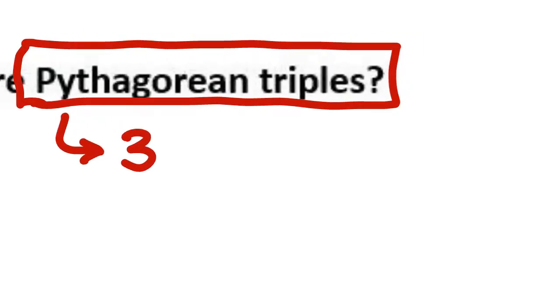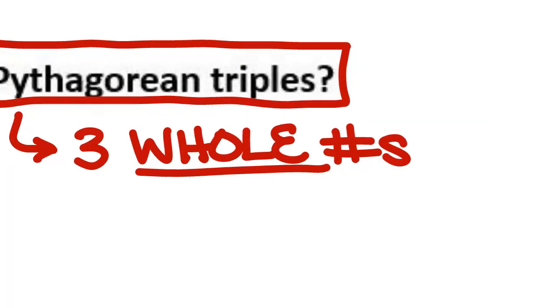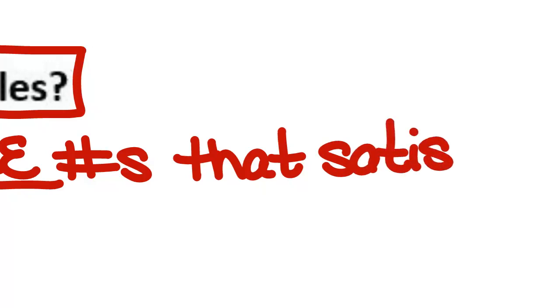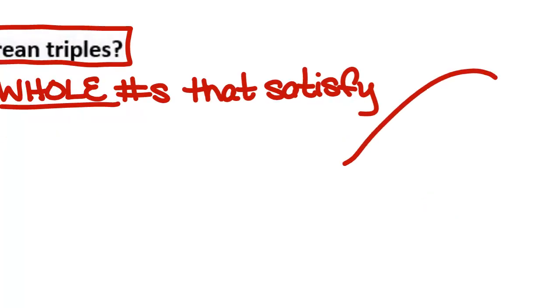This is 3 whole numbers that satisfy a squared plus b squared equals c squared.